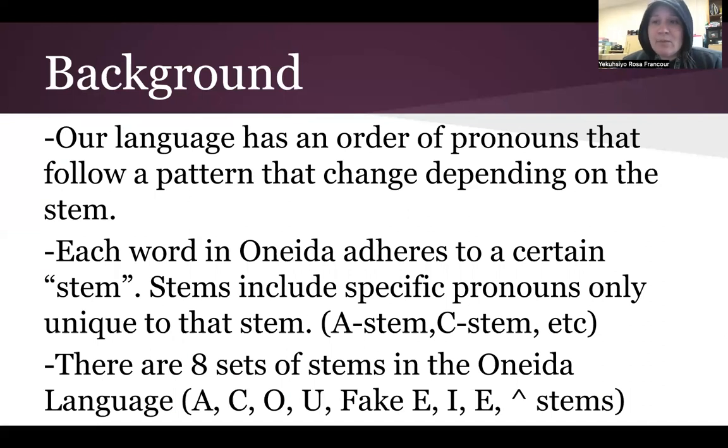We learned the A stem, we learned the C stem. Now we're going to talk about the O stem. There are 8 sets of stems or 8 verb categories in the Oneida language. We learned the A and the C stem. Today we're going to talk about the O stem. There's also the U stem, the fake E, the I, the true E, and the caret stem.